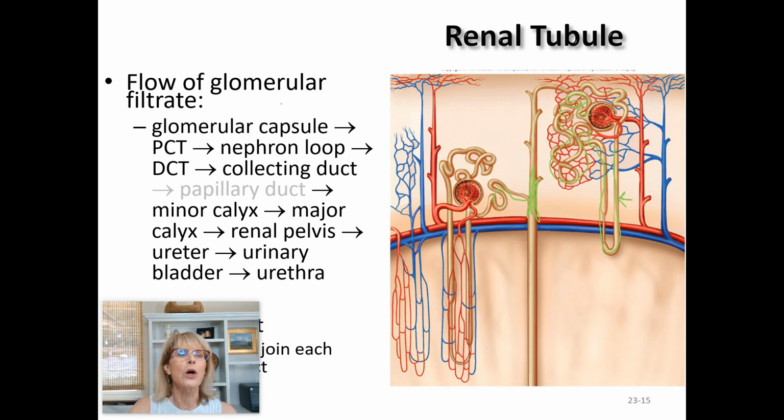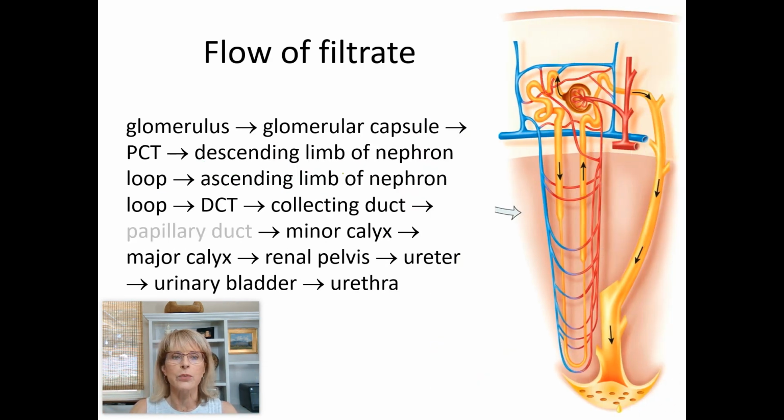So here is the flow. I say the flow of filtrate. The fluid starts off there in Bowman's capsule. It gets called filtrate because it just got filtered out of the glomerulus. So Bowman's capsule, then the proximal convoluted tubule, then the nephron loop, then the distal convoluted tubule, then the collecting duct. Now, all of those things are microscopically small, but the rest of these things, the minor calyx, major calyx, those things are all big. Let's talk about those as well, okay?